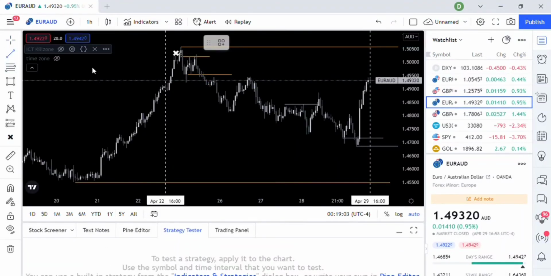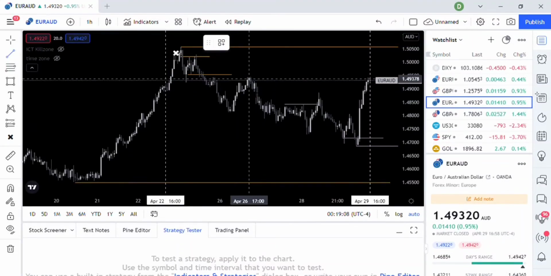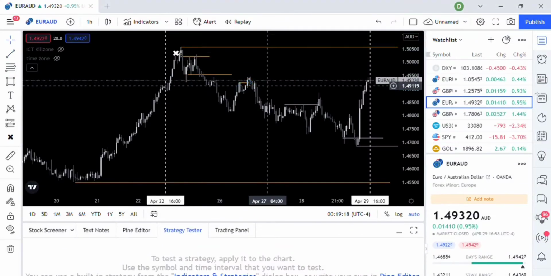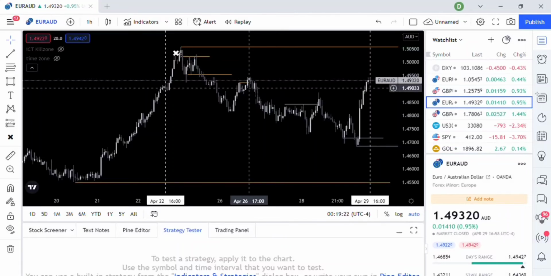Who can tell me? Pause the video before you cheat. Pause the video and tell me: what is this setup right here? This is an order block setup, because why? It took out the high. It took out the high of this candle, and then it took out the low of this candle.